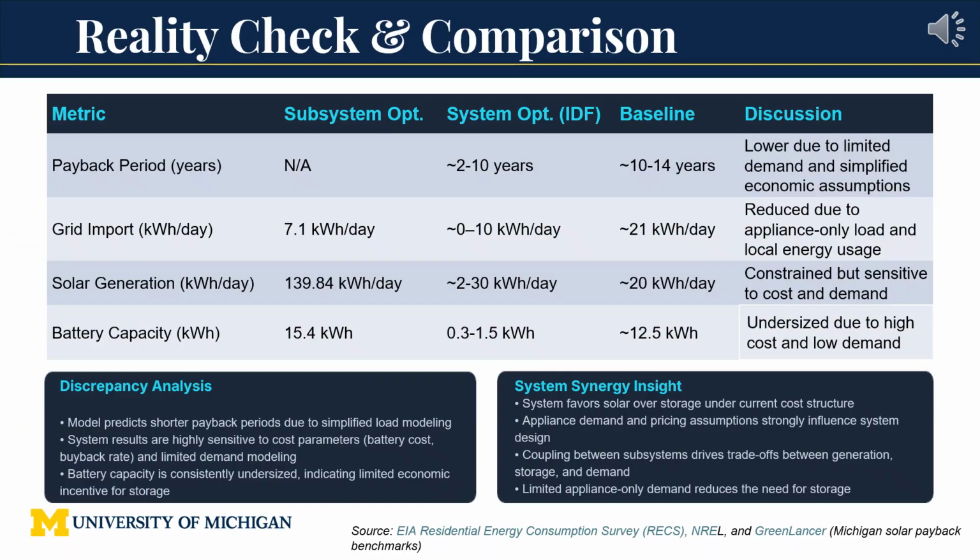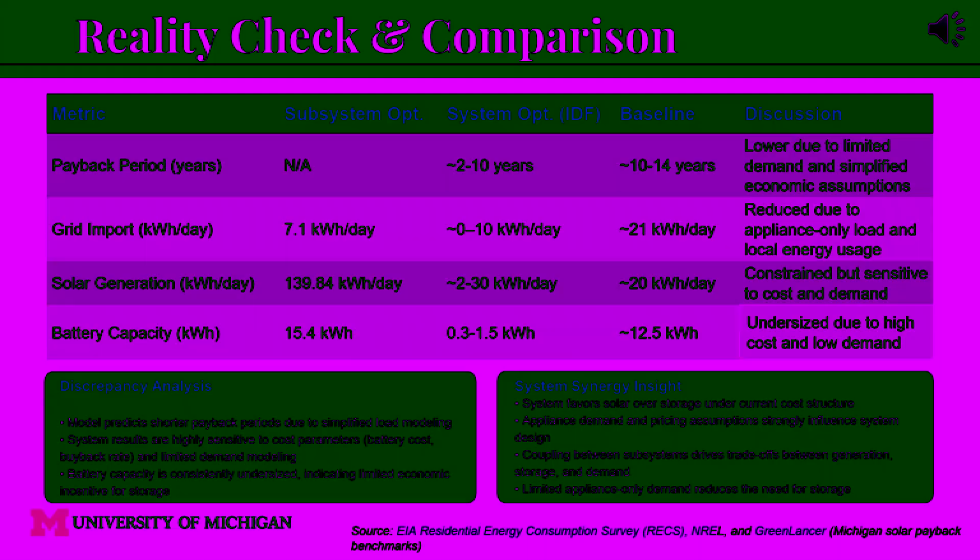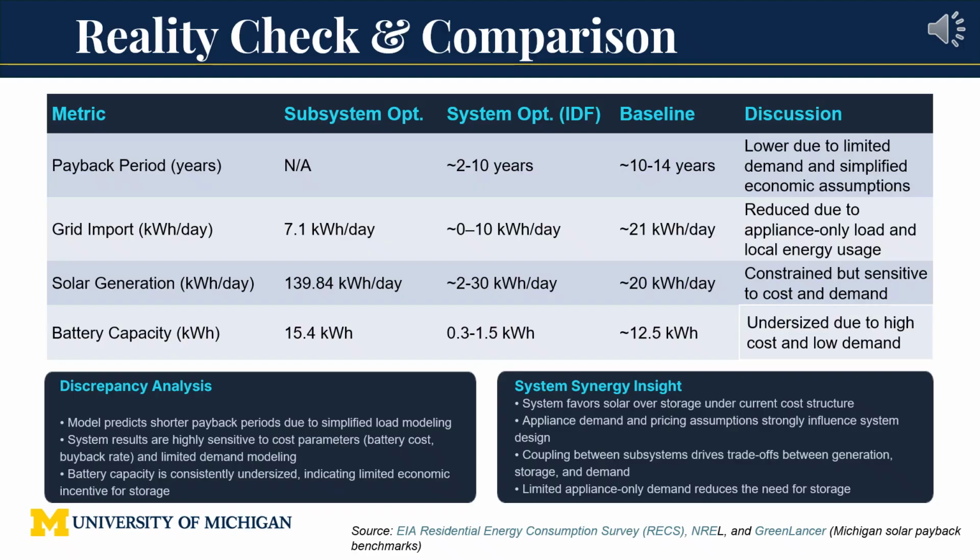We are validating the result against real-world benchmarks compared to typical residential systems. Our model predicts a payback period of about 2 to 10 years, which is lower than the usual rate. This mainly comes from limited demand modeling and simplified economic assumptions. For grid import, our system also shows lower values compared to the baseline, since we only consider appliance level loads, so total demand is much smaller than a full household.